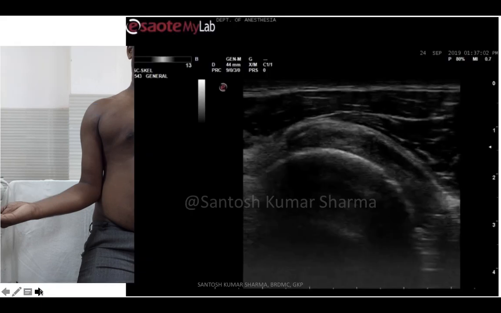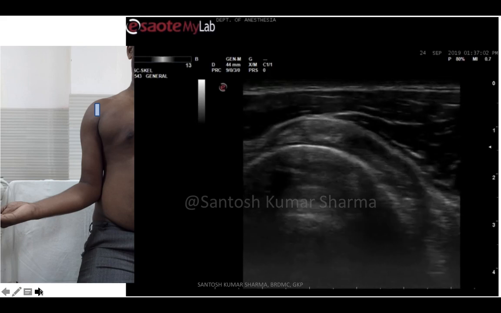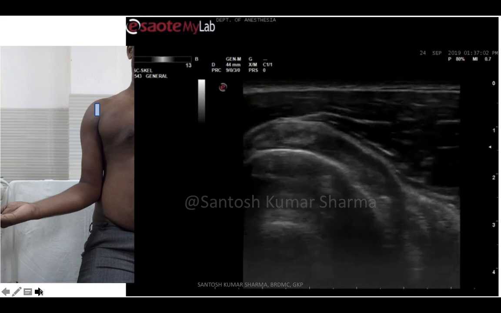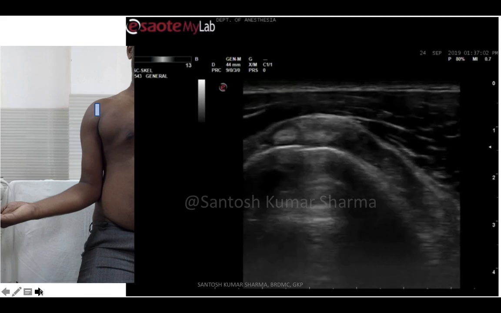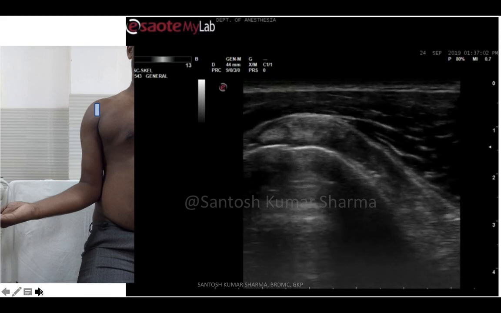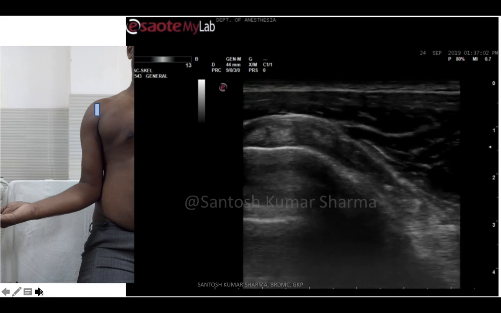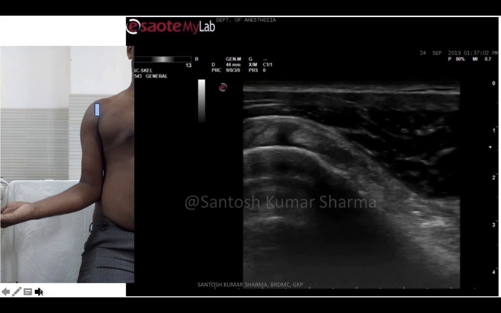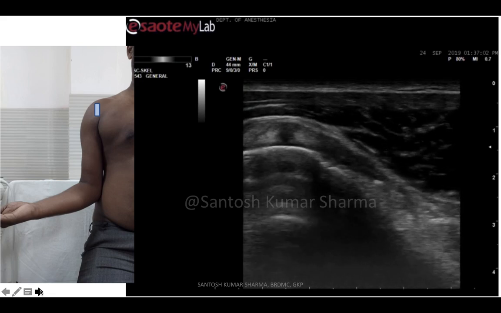After this is a small video again of the short axis view of the subscapularis, and this is how it looks while scanning. Please do appreciate that there is no pathology in this subscapularis, and it's basically normal.